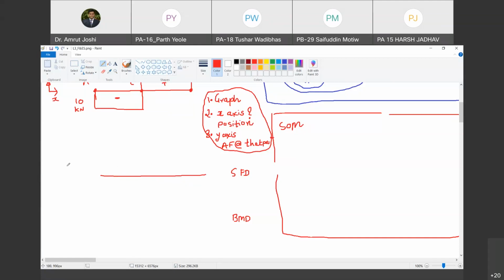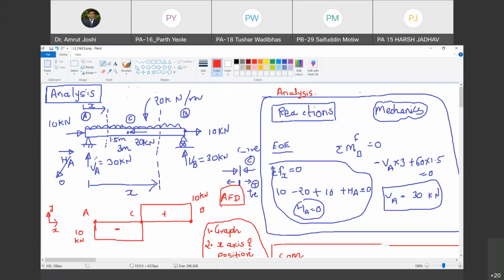Do you agree with me? Yes, sir. And what is the sign convention for shear forces? Shear forces के लिए ये हमारा sign convention है. This pair of forces is treated as positive. Happy? Yes, sir. Okay. And now when you are talking about shear forces, which forces are you concerned about?